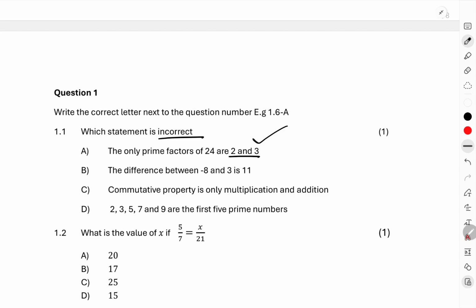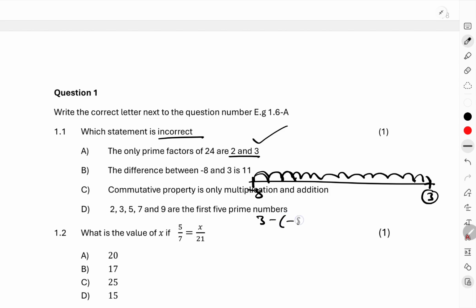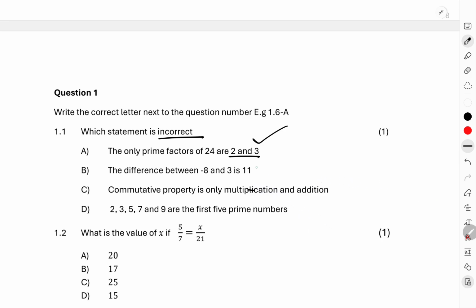The difference between negative 8 and 3 is 11, right? If we were to have a number line here, with negative 8 here and 3 here, how many times are we going to go forward until we reach this 3? It means I would say negative 7, negative 6, negative 5, up until I get to 11. Or rather, I can say 3 minus negative 8. The answer becomes 11. Therefore, this statement is also correct. It means 1.1 B is correct.